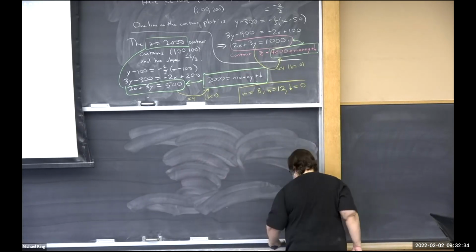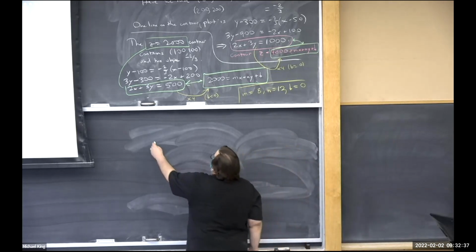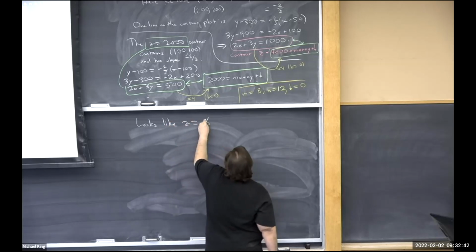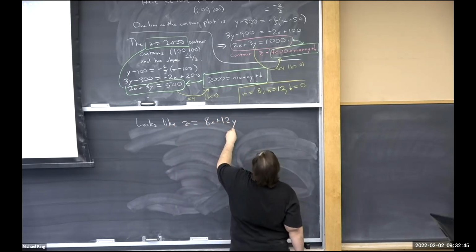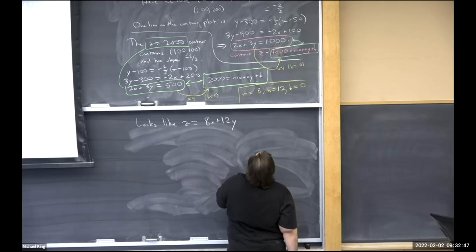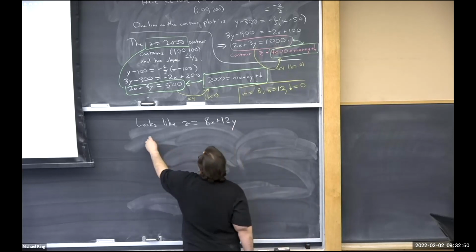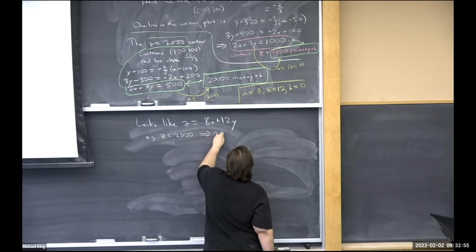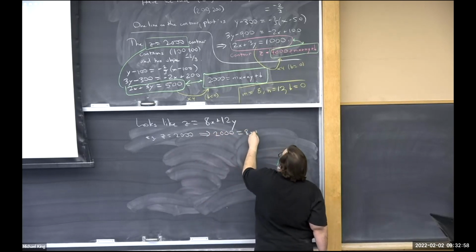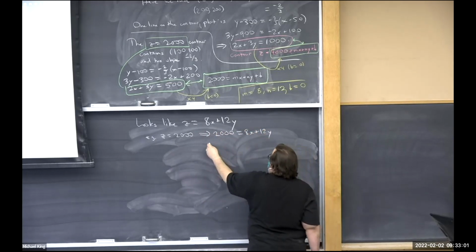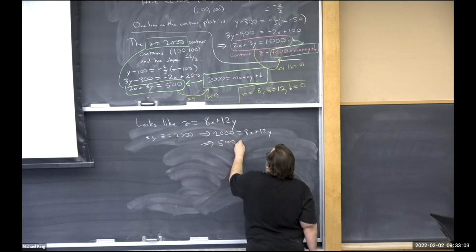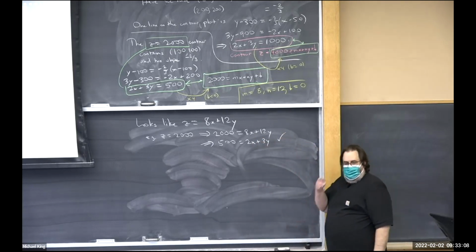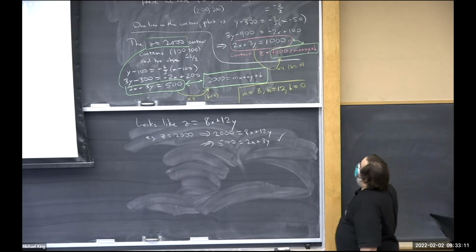So let me just write that down, and then we can check our answer, just to sanity check. So it looks like z equals 8x plus 12y. That's it, plus nothing. For example, when z equals 2000, we get 2000 equals 8x plus 12y. But like we said, we can divide through by 4 and get 500 equals 2x plus 3y. And so that works, right?